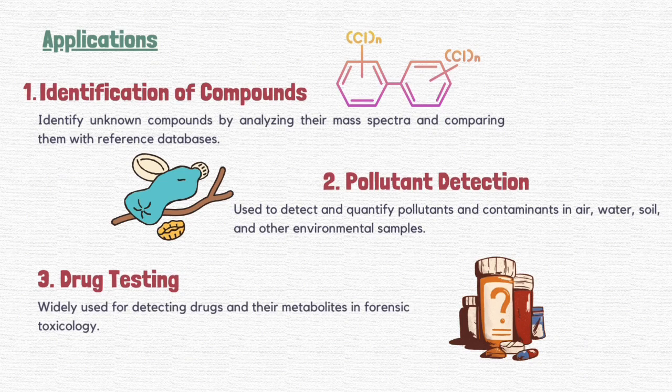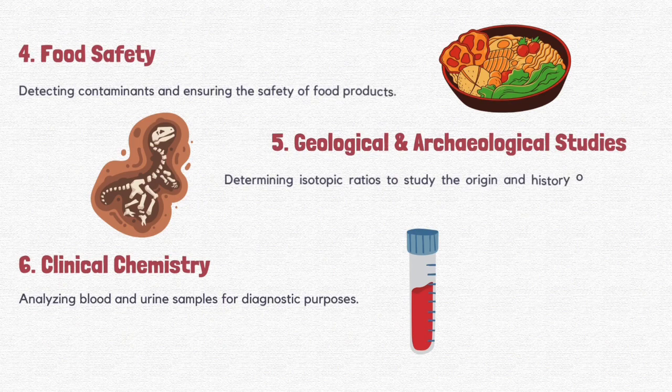Drug testing is another example. It is widely used for detecting drugs and their metabolites in forensic toxicology. Mass spectrometers are also used in the food safety division to detect contaminants and ensure the safety of food products. They are also used for geological and archaeological studies, to determine isotopic ratios to study the origin and history of geological and archaeological samples.